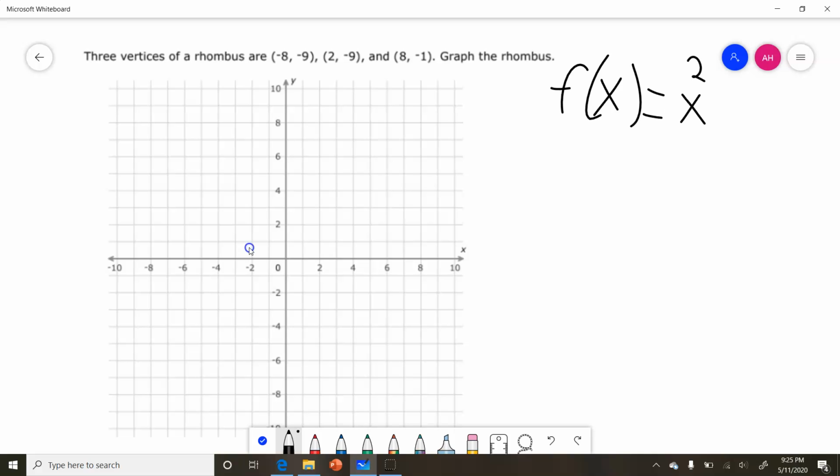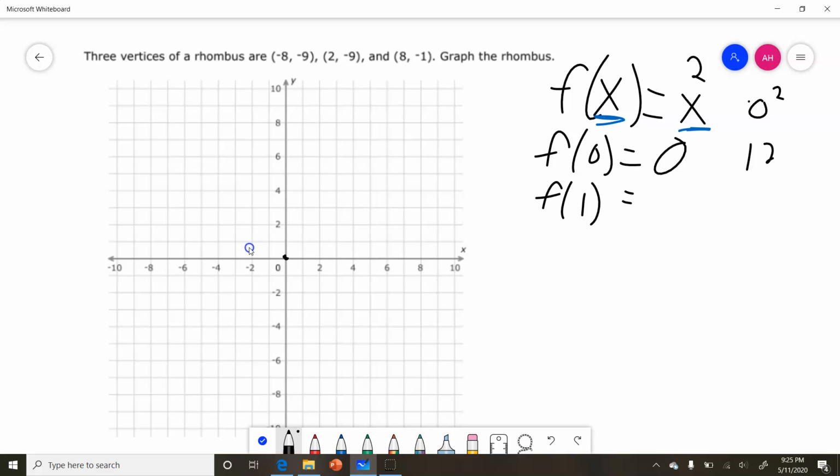Now remember, whatever we put in for x here, we put in for x here. So let me try f of 0. What is 0 squared? Well, that's 0. So my first point is 0, 0, and I make a mark there. Then let's try f of 1. What is 1 squared? That's 1, so 1, 1. Then let's do f of negative 1. What's negative 1 squared? That again is 1, so negative 1, 1.